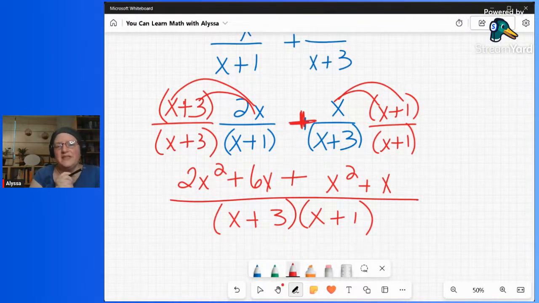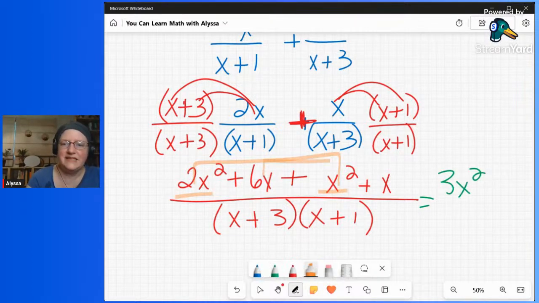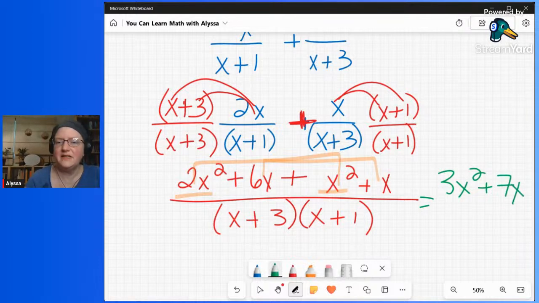Now all we have to do is make sure that we have combined like terms. We've got a 2x squared and an x squared. I can combine those to be a 3x squared. And then 6x plus x is a 7x, all over x plus 3 times x plus 1.